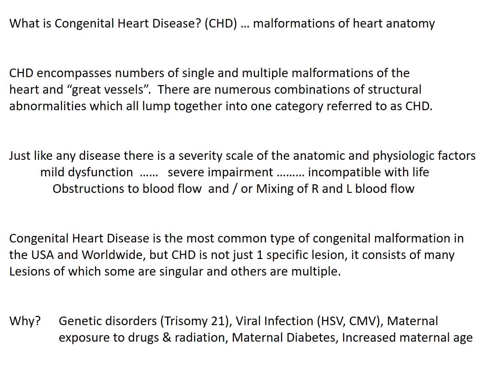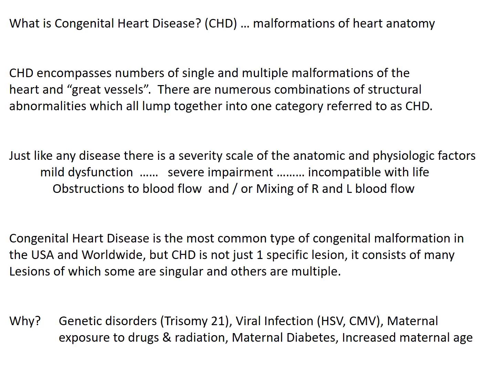So now, congenital heart disease. Congenital heart disease is malformation of the anatomy of either the heart or the great vessels. And the great vessels, again, are referring to the vena cava, the pulmonary veins, pulmonary arteries, and the aorta, right? Just like any disease, congenital heart disease can be on a severity scale. Some infants can have certain congenital heart defects that have minimal to zero dysfunction. Some infants have defects which are incompatible with life.